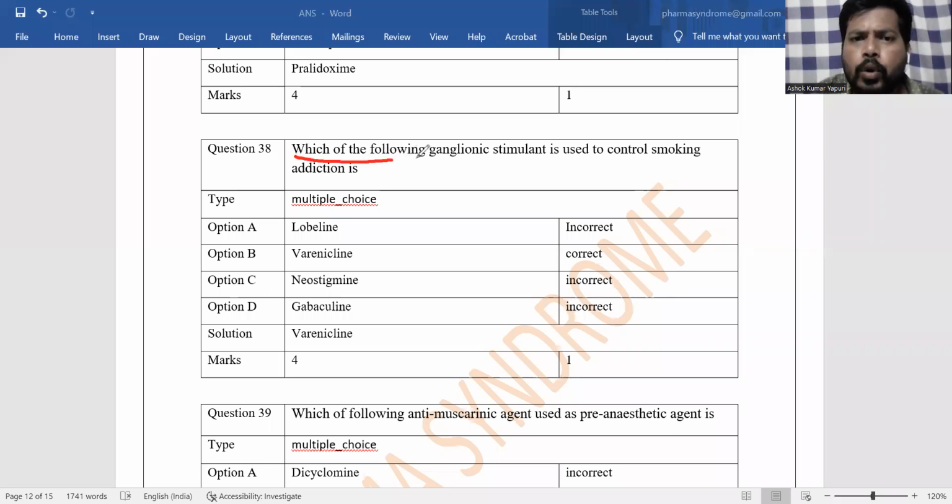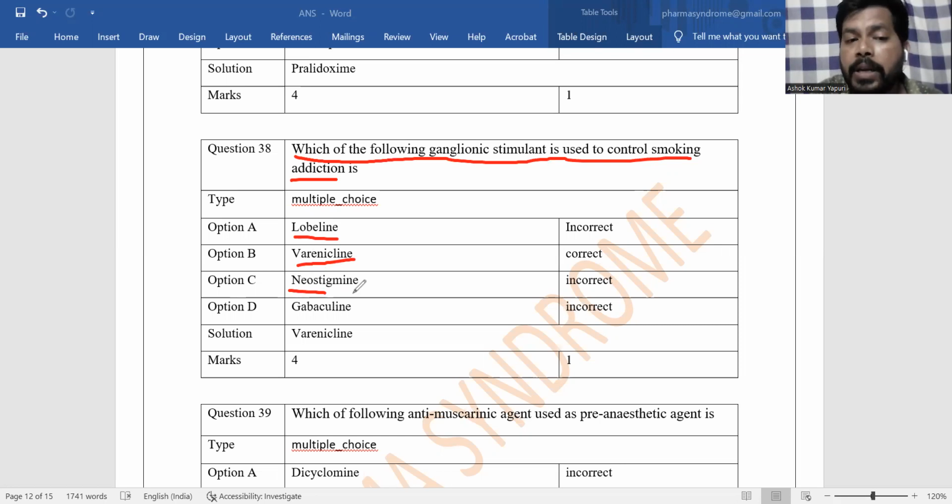Next, which of the following ganglionic stimulants is used to control smoking addiction? One of the following is a ganglionic stimulant. It stimulates the ganglionic receptor, NN, the nicotinic neuronal receptors, and that controls smoking addiction. Lobeline is generally called asthma weed, from the lobelia. And varenicline is the correct answer for treatment of smoking addiction. It is a ganglionic stimulant.